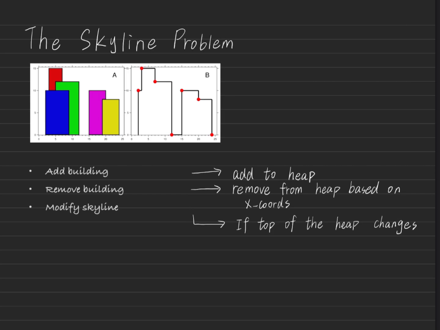There are 3 things we need to do to maintain the list of current buildings. We need to add to the buildings whenever we see a new left edge, so that is to simply add it to the max heap. Whenever we encounter a right edge, we need to remove them from the current buildings list. Lastly, when the top of the heap changes, that means the skyline contour has changed, so we need to add to our result list. Let me elaborate more on the next slide.